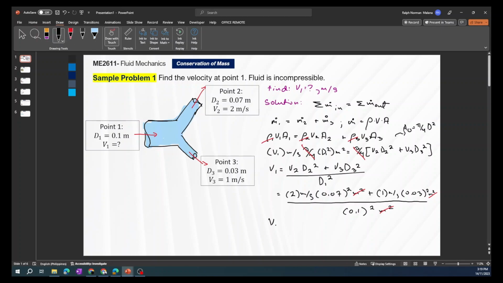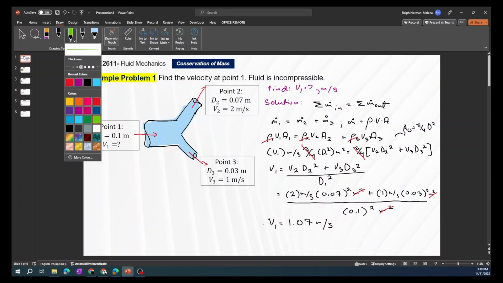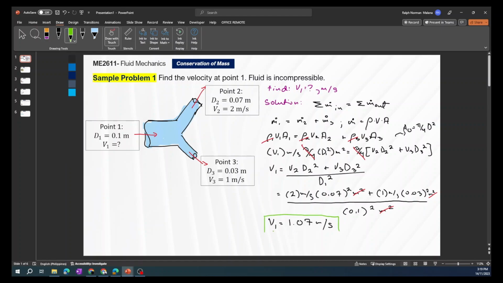So the answer here, if you use your calculator, that's going to be 2 meters per second times the square of 0.07 plus 0.03 squared divided by 0.1 squared, it will give you 1.0 meters per second. And we'll get back to our answer. Okay. Now you could always check. You can substitute by getting the mass flow rate at 1, and the mass flow rate at 1 should be equal to the sum of mass flow rate 2 and mass flow rate 3. That's one way to check it out.